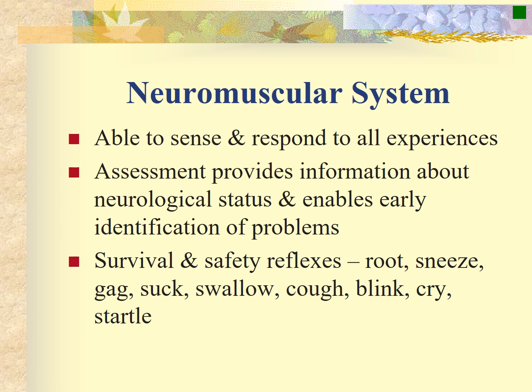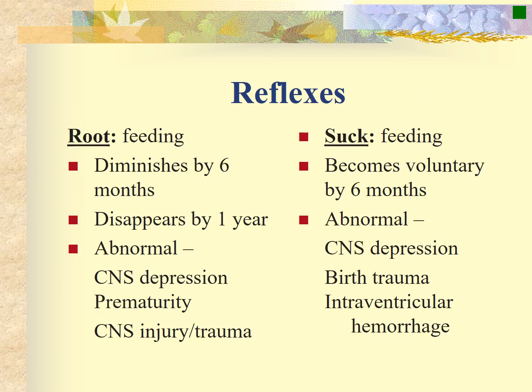The neuromuscular system is able to sense and respond to all experiences. Assessment provides information about the neurological status and enables early identification of problems. So we really watch these babies for how they respond to their surroundings and to noises and to touch. Survival and safety reflexes are in place. They root, which means they try to eat. They sneeze, they gag, they suck, they swallow, they cough, they blink, they cry, they startle. All those are very normal behaviors that are very reassuring.